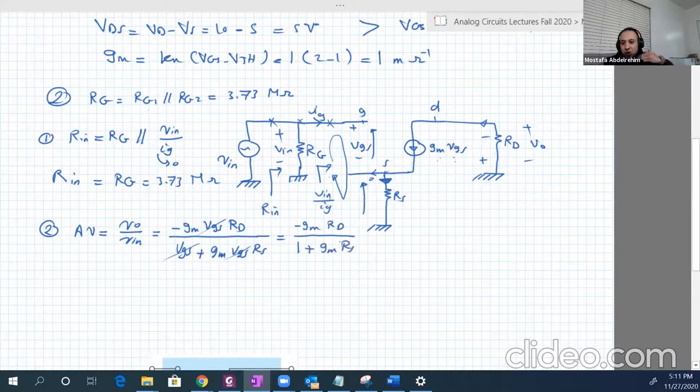And remember, to check on yourself, what is the new thing here, in opposition to the last example? The new thing here is RS. In the last example, the source was connected directly to ground. So AV was just GM RD. So what happens here if we put RS equal to 0 in that equation? It will be minus GM RD over 1 plus 0, which is 1. So it will be minus GM RD, and that's it.